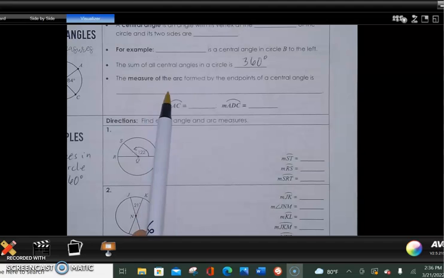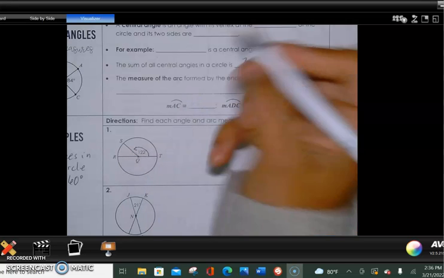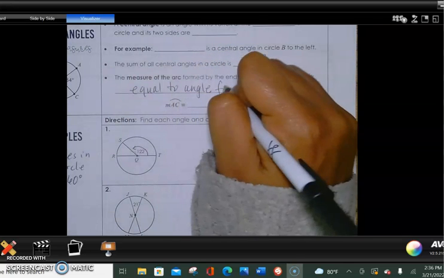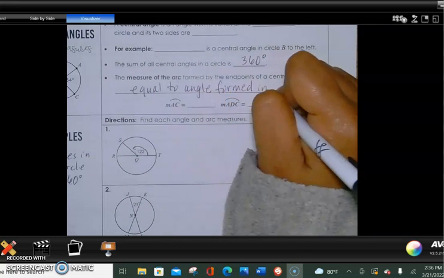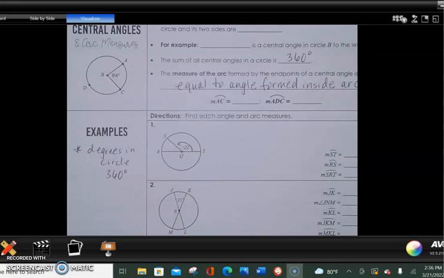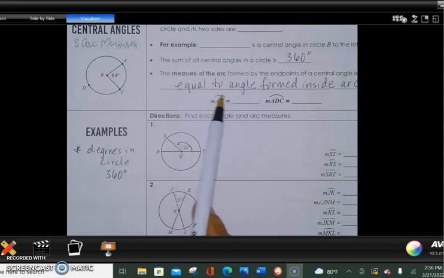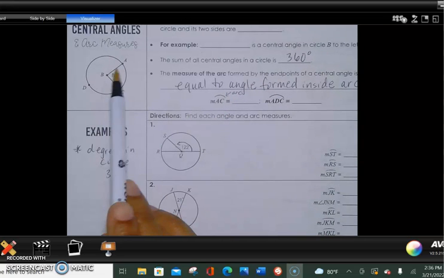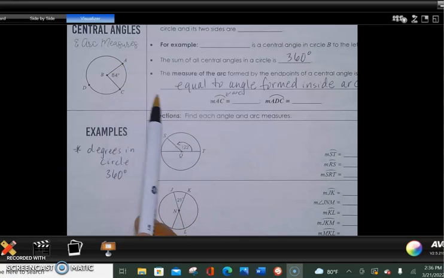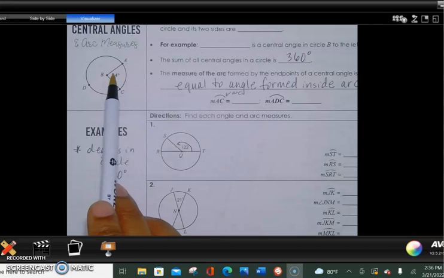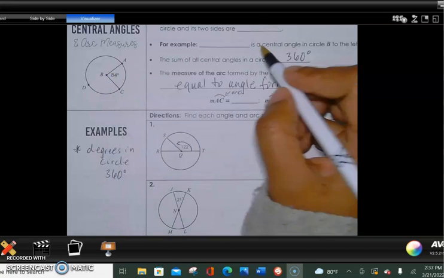So I think we're supposed to put equal to the angle that's formed within the arc. That's what I'm going to put: equal to angle formed inside arc. Okay, so of course if you look here at this example, remember the little curve means arc, so therefore they're saying arc AC, and arc AC is equal to, the answer is 84, which I'm going to go ahead and put angle ABC.